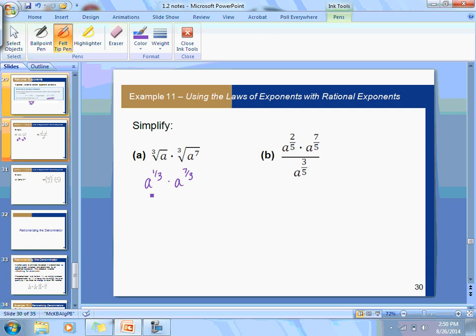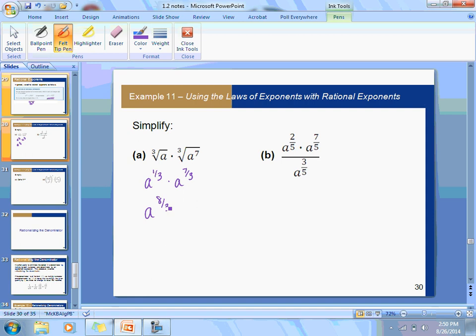And now we're multiplying our bases together, so we need to add our exponents. So this is going to be a to the 8/3 power. Now technically you could leave your answer like that. That's correct. However, the problem was given to us as a radical, so we want to write our answer as a radical. So here's how we do that.